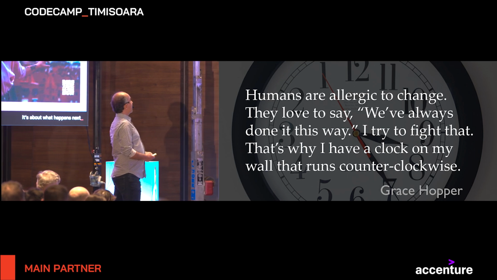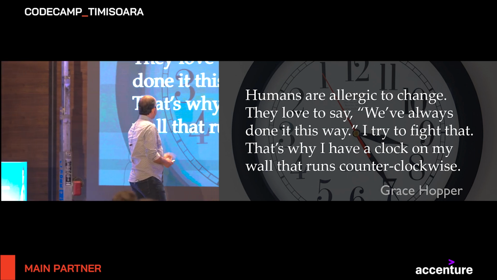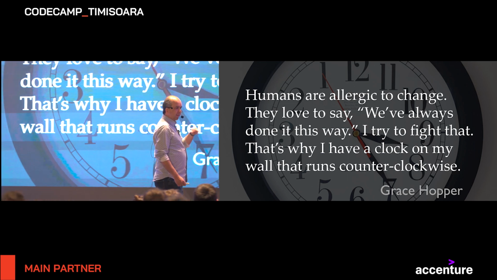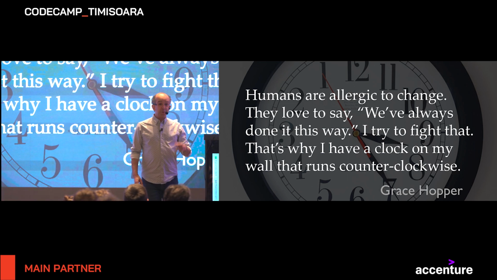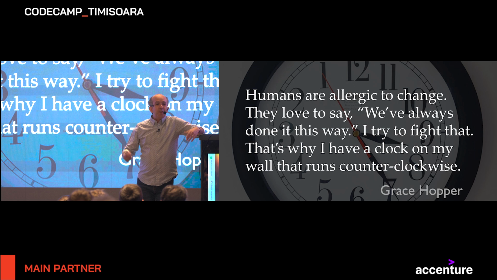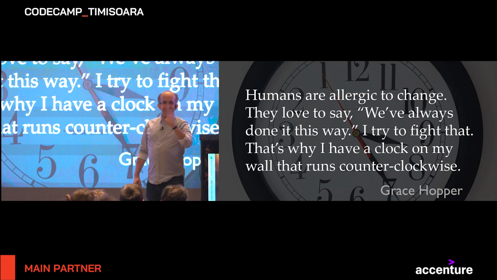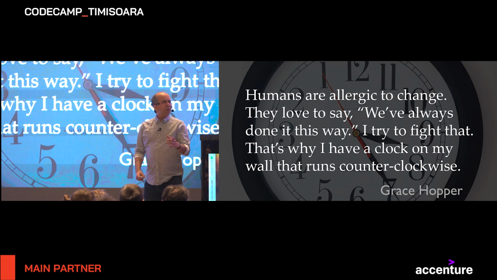They love to say, we've always done it this way. I try to fight that. That's why I have a clock on my wall that runs counterclockwise. Grace Hopper is why I have a clock on my wall. That's a picture of my clock that runs counterclockwise. Because I use this quote, and a few years ago I suddenly thought, I live in the age of internet shopping. Surely there must be clocks that go the wrong way. Oh yeah, there's plenty. So I now have one on my wall. It really messes with people when they walk in my office. It's just like, what?